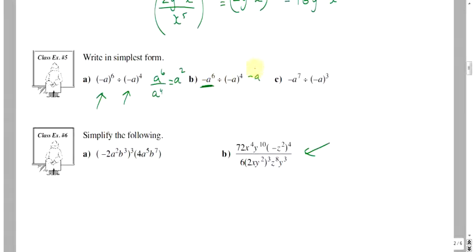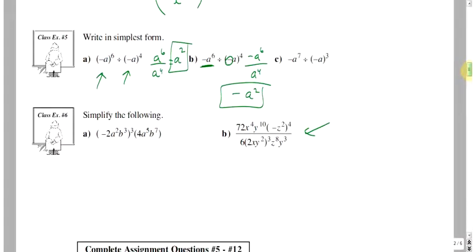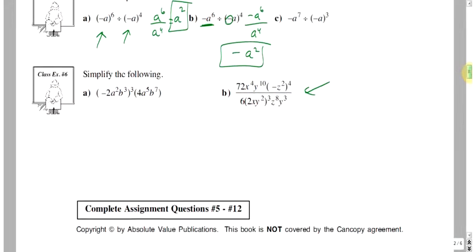Because that's not applied to that 6th power. This one is, so that one is going to be minus a squared. That one's positive, that one's negative, okay? And I already warned you, you're going to see something like that on the test, right? Okay, one more I want to show.